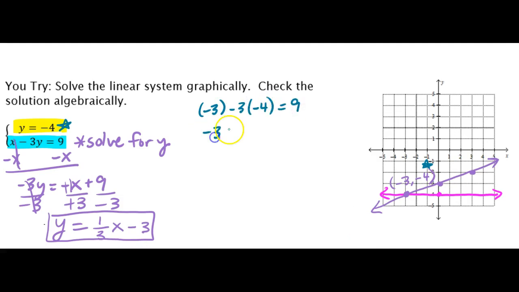So I have -3, and then -3 times -4 is +12. And -3 plus 12 is 9. So I came out with the same thing on both sides of my equation, so that means I know my solution is correct.